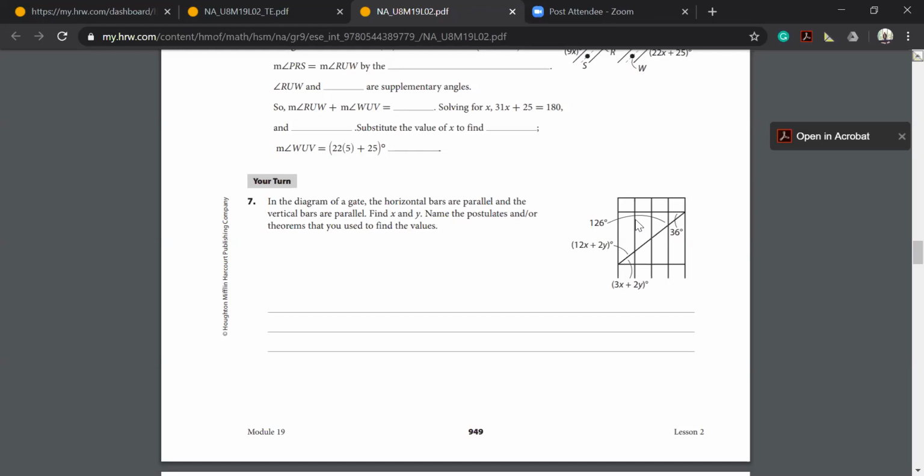This is parallel to this, right? All of those are parallel and this is cutting them. You remember when we explained corresponding yesterday, we said both of them will be on the same side of the transversal. So actually all of them are on the left side, and all of them are down, not up. So they are corresponding. So I can say that 12x plus 2y will be equal to 126 using the corresponding angle theorem.